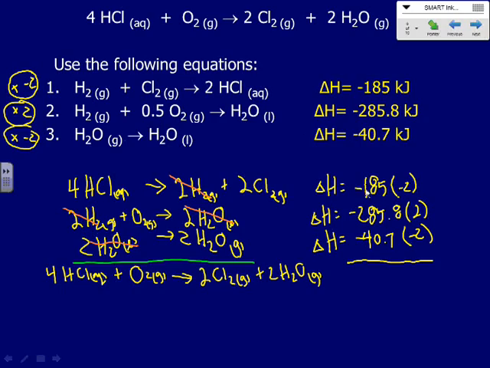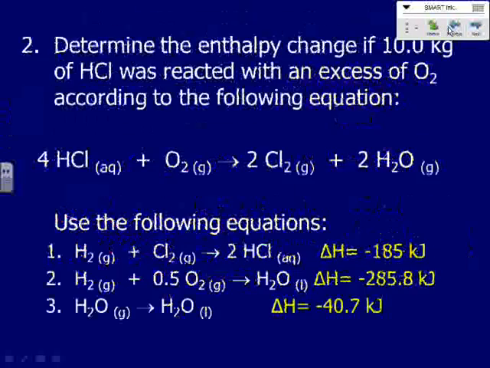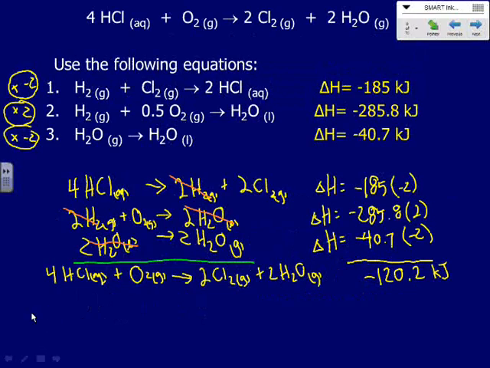And again, if we total this guy up by multiplying our factors in and then adding, you should get out of your calculator -120.2 kilojoules. Okay, now this reaction is how many kilojoules we get for 4 moles of HCl. We want to figure out how much energy will be produced if we start with 10 kilograms of HCl.